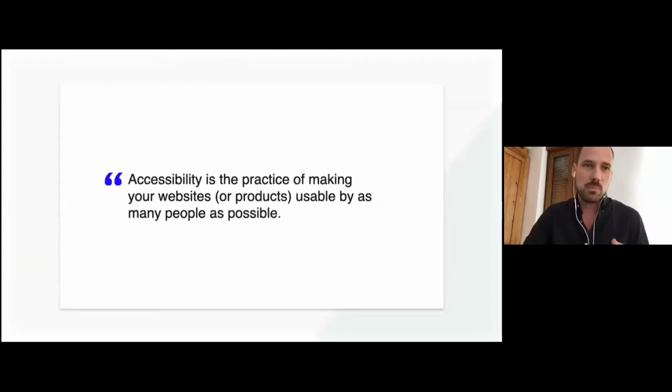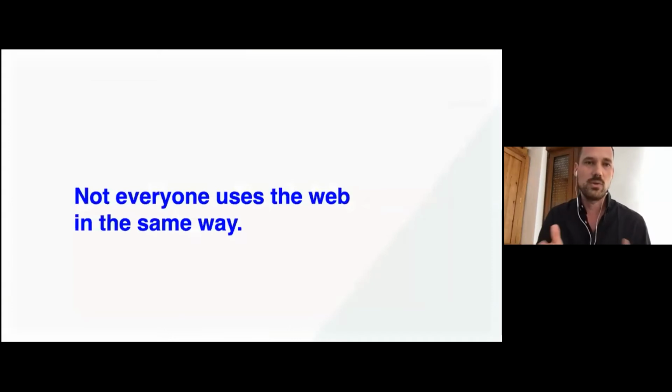An explanation I prefer is: accessibility is the practice of making your website or products usable by as many people as possible. And we could add to that, on as many devices as possible. Not everybody uses the web in the same way. Instead of focusing on people with a disability, we should talk about making the web as inclusive as possible for anyone.